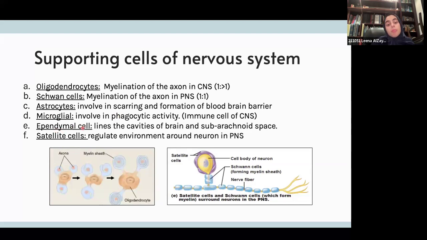And then you have ependymal cells, which line the cavities of the brain and the subarachnoid space, which creates CSF. And then you have satellite cells, which just regulate the environment. They're kind of the assistants, and they clean around. This is an oligodendrocyte where you have one cell body that's able to myelinate more than one axon. As you can see here, it's myelinated 3 axons, while this is a squamous cell, this is a cell body, and one squamous cell is creating it on one axon only.